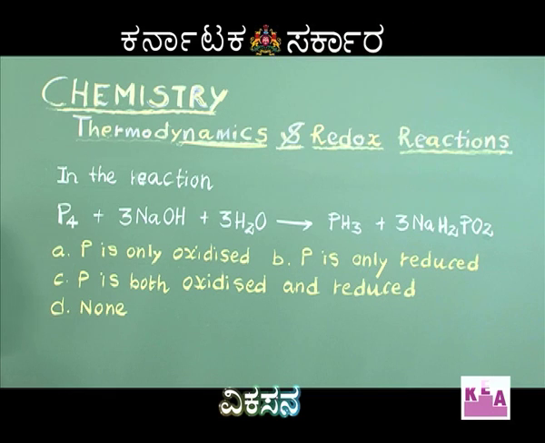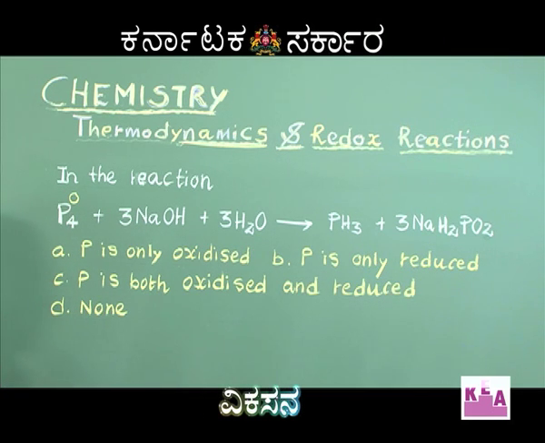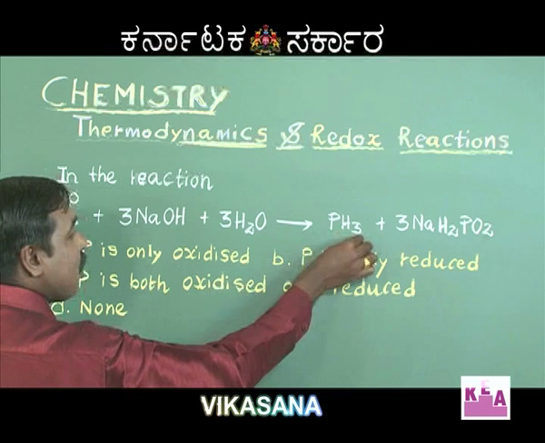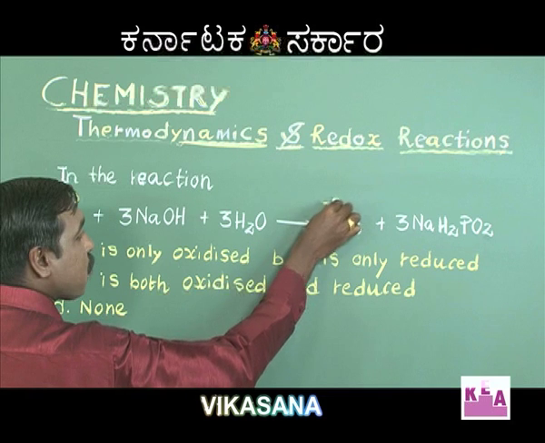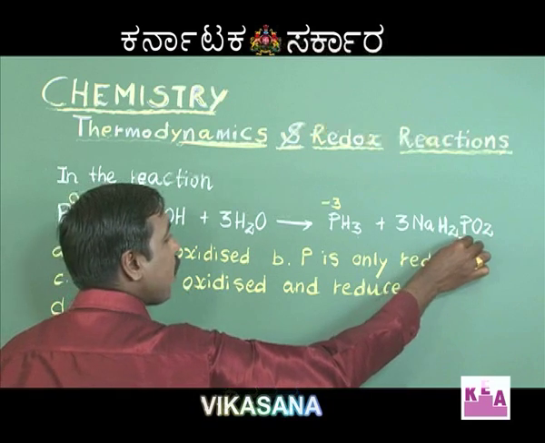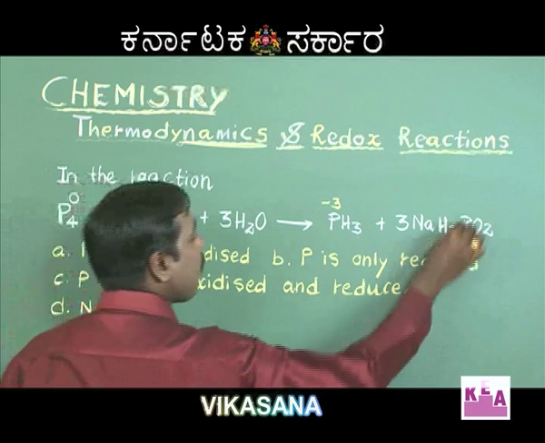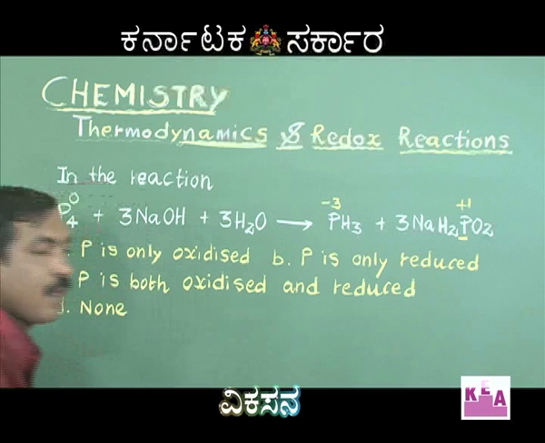If I calculate the relevant changes taking place for phosphorus, I know that phosphorus in its elemental state has an oxidation state of 0. If I calculate the oxidation state of phosphorus in phosphine, I get it as x + 3 into 1 = 0, so phosphorus is -3. Similarly, if I calculate the oxidation state of phosphorus in sodium hypophosphite, it would be +1.